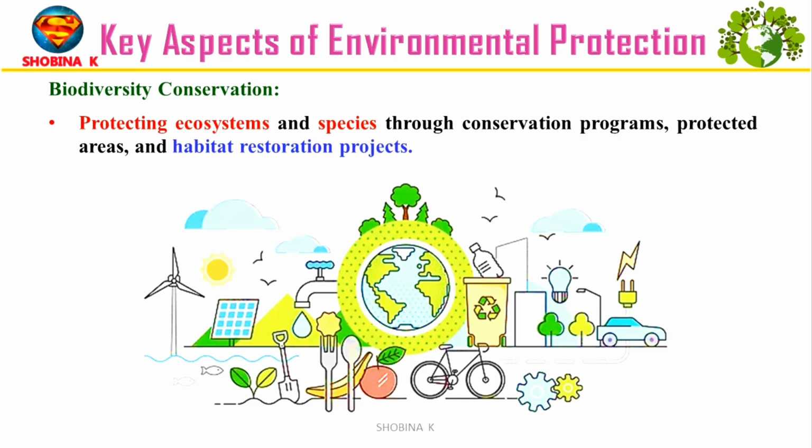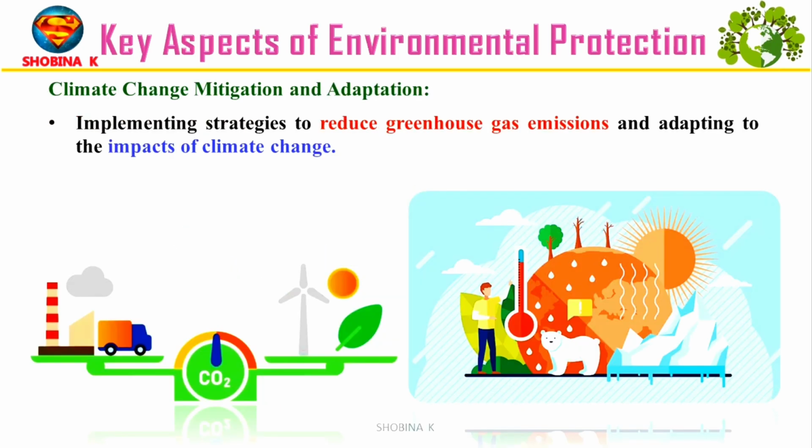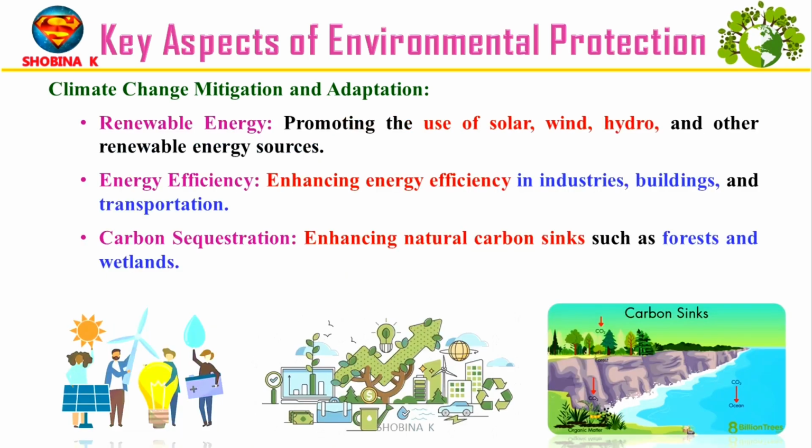Next aspect is biodiversity conservation. It refers to preserving and protecting ecosystems, species, and habitats to maintain ecological balance. Next step, climate change mitigation and adaptation. It involves reducing greenhouse gas emissions and addressing the impact of climate change. Mitigation and adaptation strategies are crucial to reduce the severity of climate change impacts and ensure sustainable future. Mitigation strategies are renewable energy, energy efficiency, and carbon sequestration.